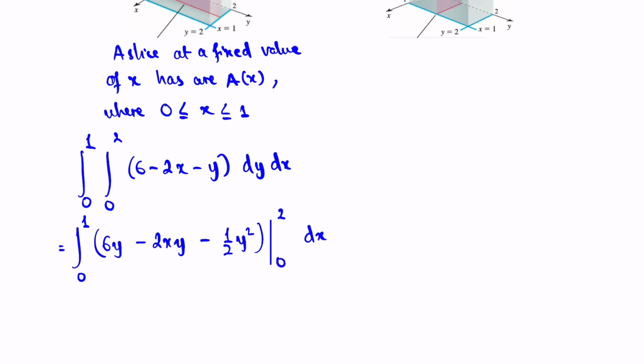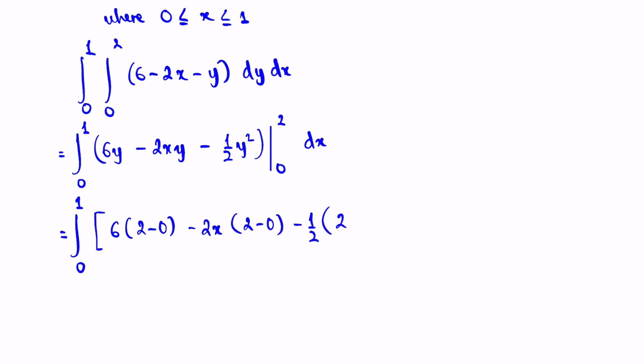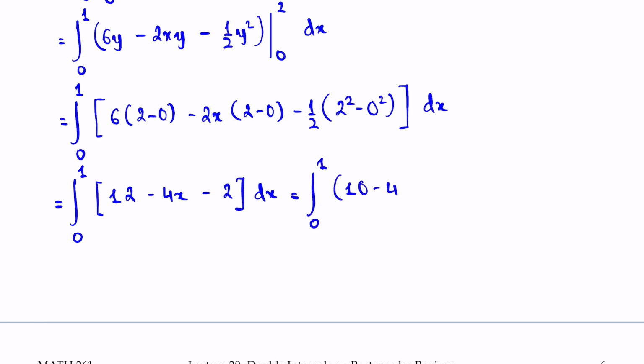dx, because you still have the outside integral to take care of later. So evaluate this function at 2 and 0. You're going to get the integral from 0 to 1 of 6 times (2 minus 0) minus 2x times (2 minus 0) minus 1/2 times (2 squared minus 0 squared) dx. So this is equal to the integral from 0 to 1 of 12 minus 4x minus 2 dx, or the integral from 0 to 1 of 10 minus 4x dx.